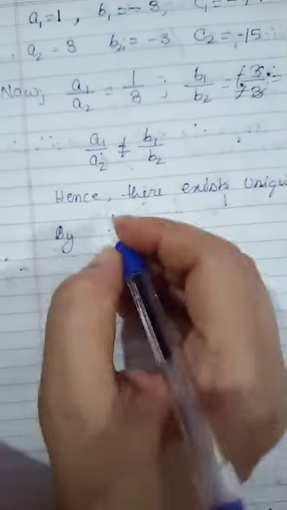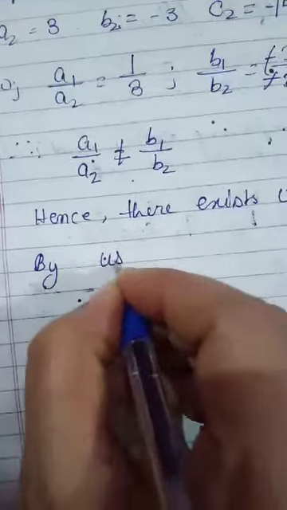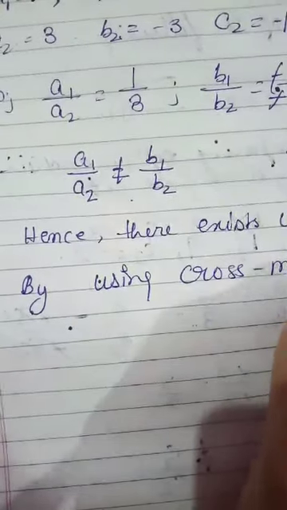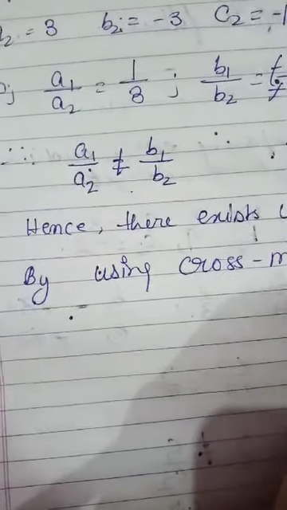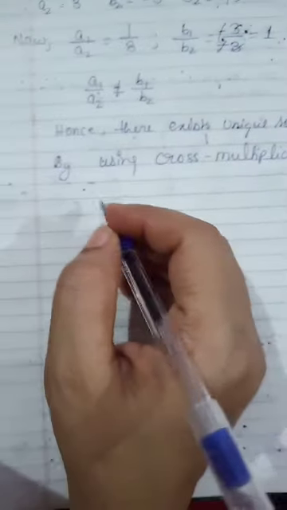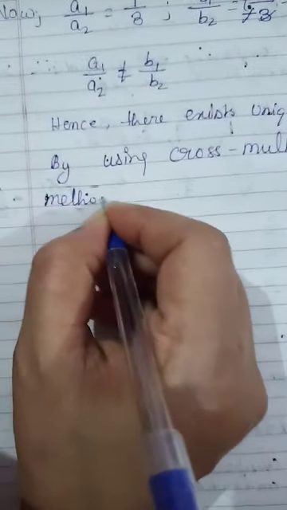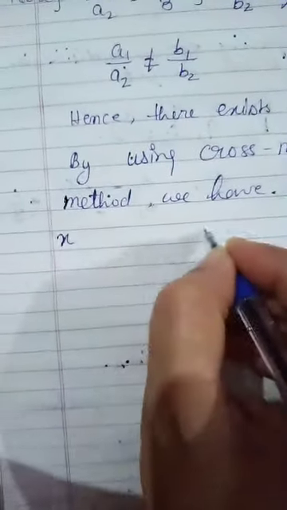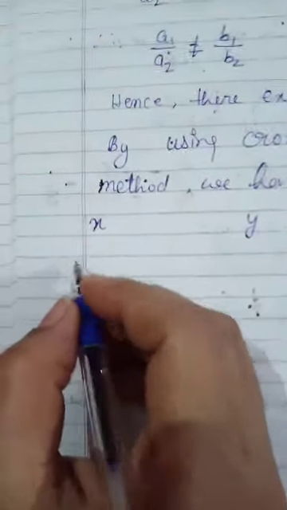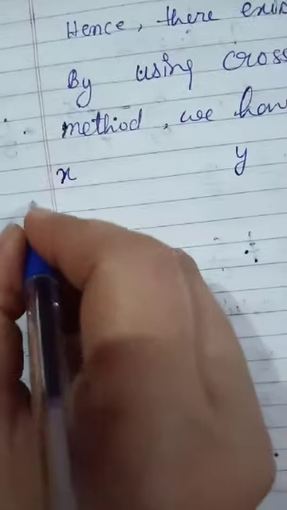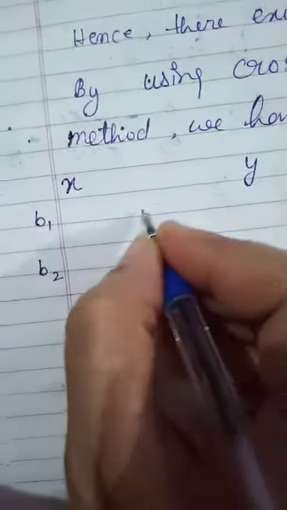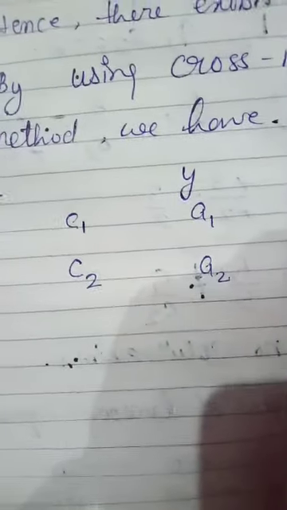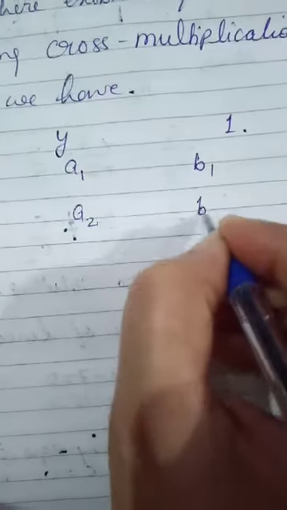By using the cross multiplication method, we have, कैसे करना था, x y and 1 कहाँ से शुरू करना है मेरे साथ साथ बताओ. सो b1 b2 c1 c2 a1 a2 और एंड फिर से वही b1 b2 पर करना है.